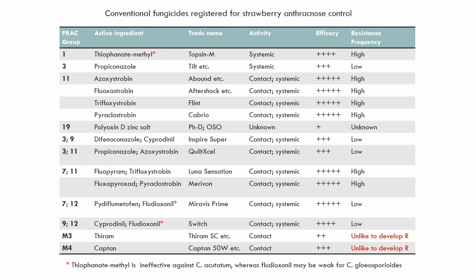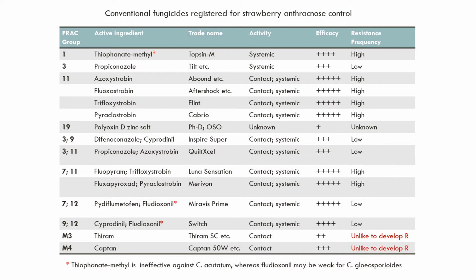Here is a list of conventional fungicides that are currently labeled for strawberry anthracnose control, with the information of active ingredient, trade name, activity, whether they are systemic or contact fungicide, efficacy for anthracnose control, as well as resistance risk. For example, the first one, thiophanate-methyl, that's the active ingredient in the product Topsin M, which belongs to group 1. As it's shown here, the most effective fungicide group for anthracnose control would be FRAC 11, strobilurins. However, now resistance risk is very high. Continue using this chemical group is not recommended.